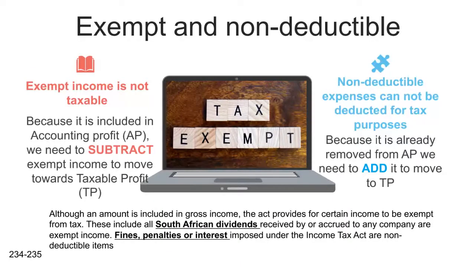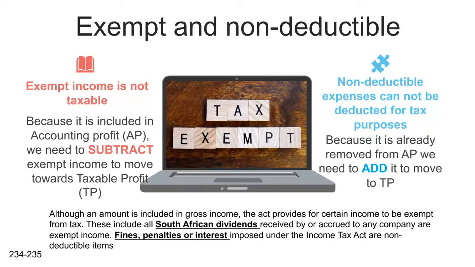You'll remember that we spoke about there's two types of differences between accounting profit and taxable profit. The first type of difference is permanent differences, and then we said there are also two categories of permanent differences. We have this thing called exempt income, which is income that cannot be taxed. And remember, with permanent differences, the difference never goes away, right?